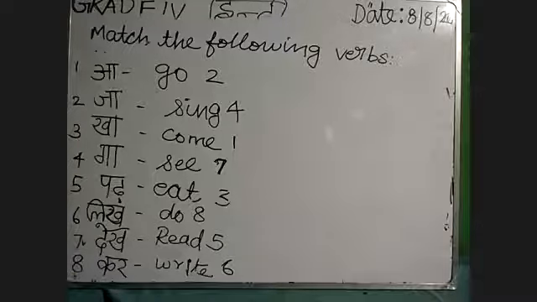In the exam, you read by yourself and write. You should not get it from anyone. You should try the question paper by yourself. "Aa" means come. "Ja", go.